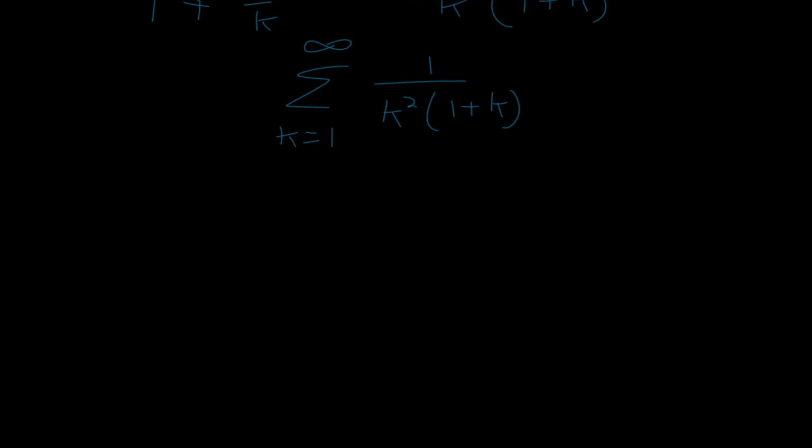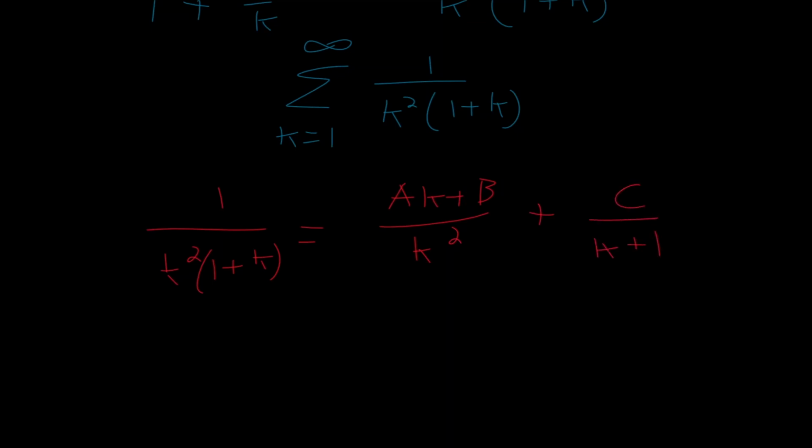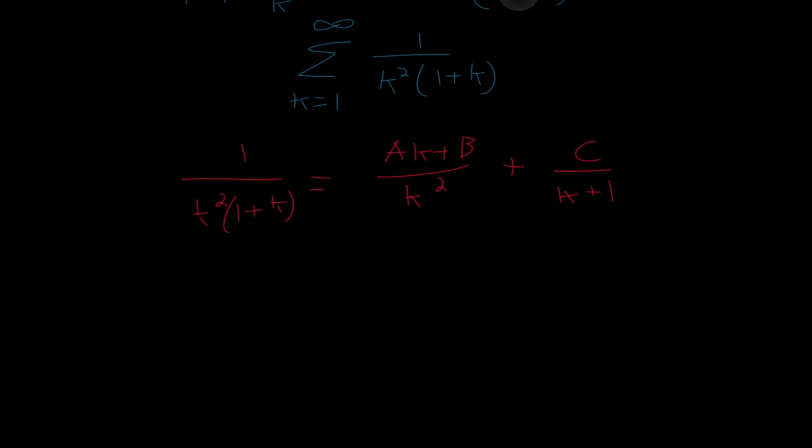And to do that, we're going to do partial fractions. So what we can say is that 1 over k squared times 1 plus k is equal to some ak plus b over k squared plus some c over k plus 1. And cross multiplying everything, we find that ak plus b, times k plus 1, plus ck squared is just going to be equal to 1.